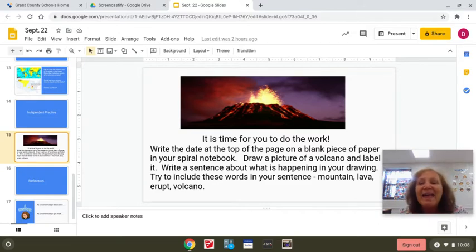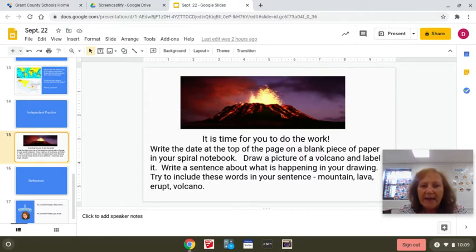But at this time, it's time for you to do the work. Get out your spiral notebook and write the date at the top of the page on a blank piece of paper in your spiral notebook. Draw a picture of a volcano and label it. I've included a picture of a volcano at the top of this slide, and that will be in Google Classroom. Write a sentence about what is happening in your drawing.